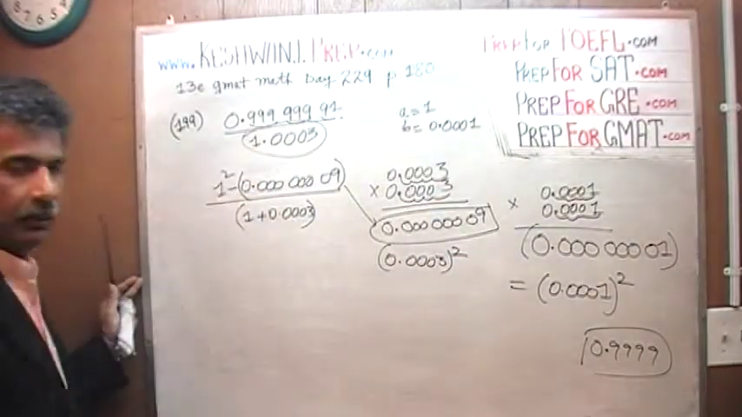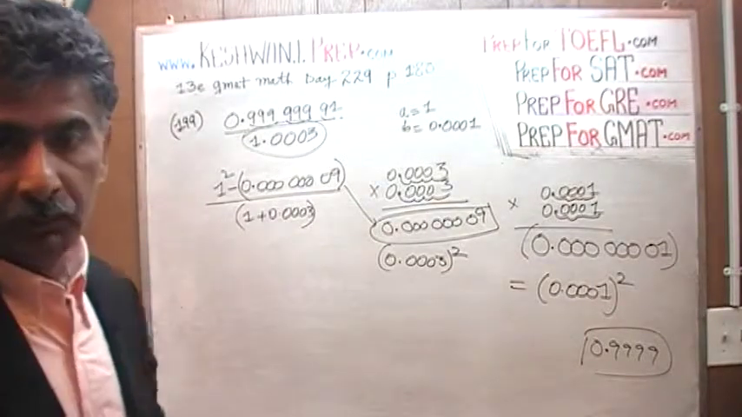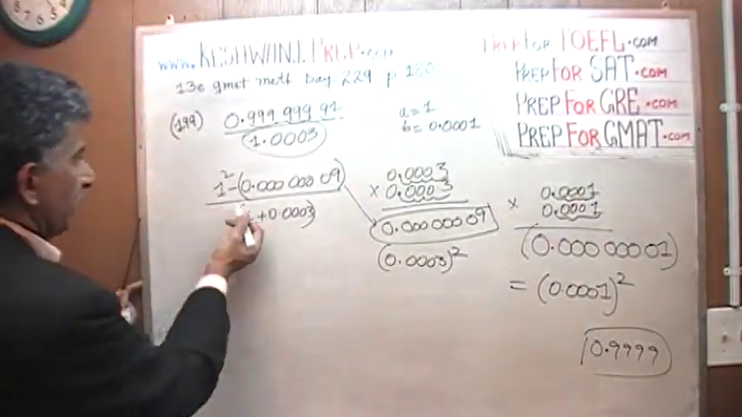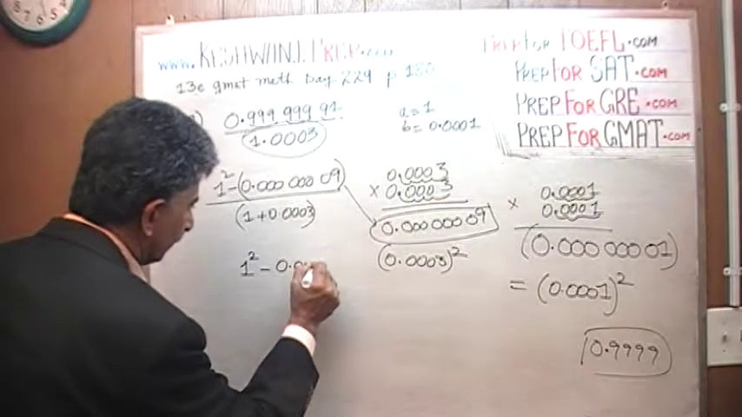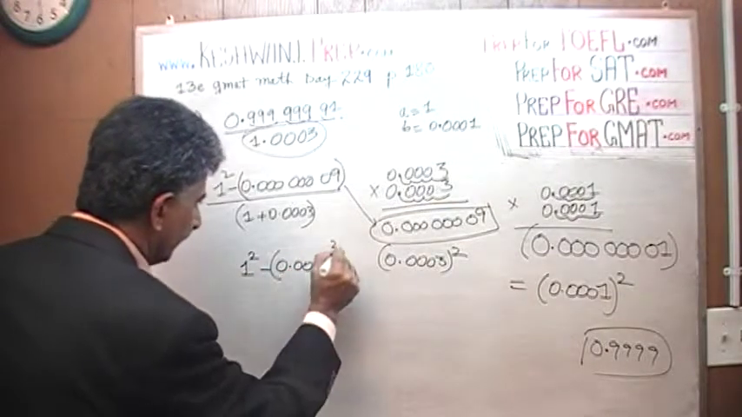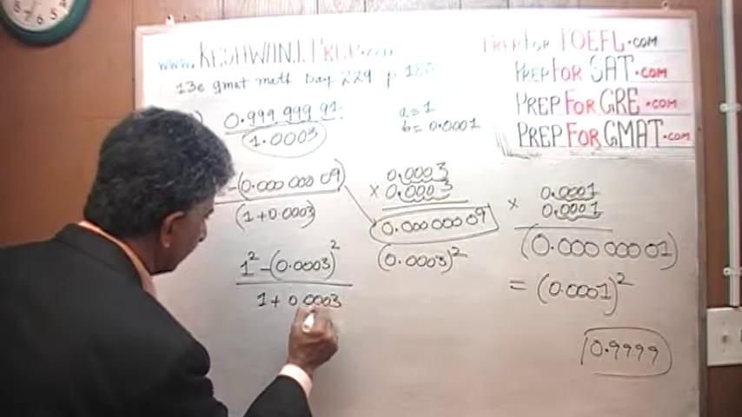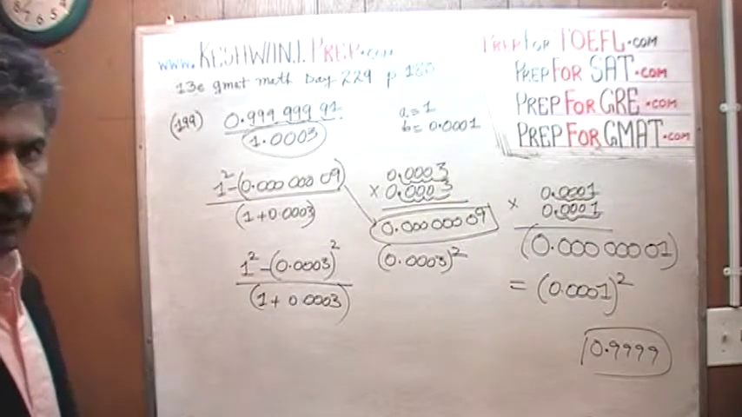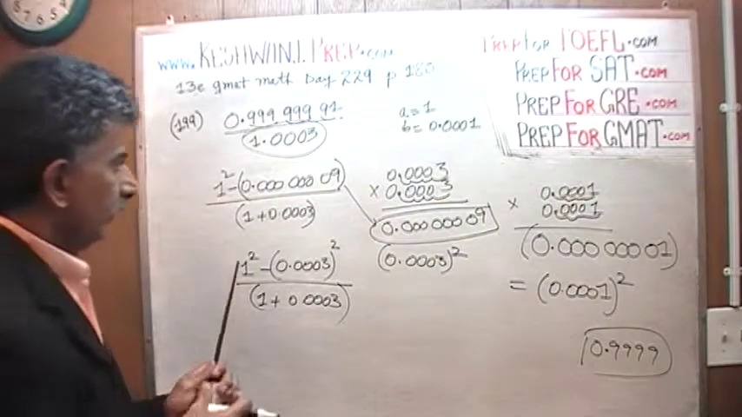So there we go again. 1 can be written as 1 squared. 1 can be written as 1 raised to 1000. It's still 1. So we have 1 squared minus 0.0003 squared over 1 plus 0.0003. You see? Again, the difference of two squares. A squared minus b squared over a plus b.